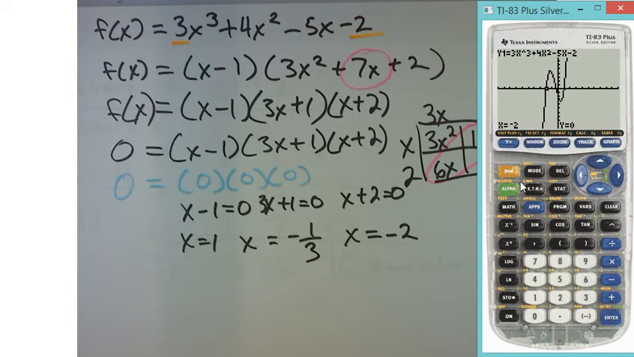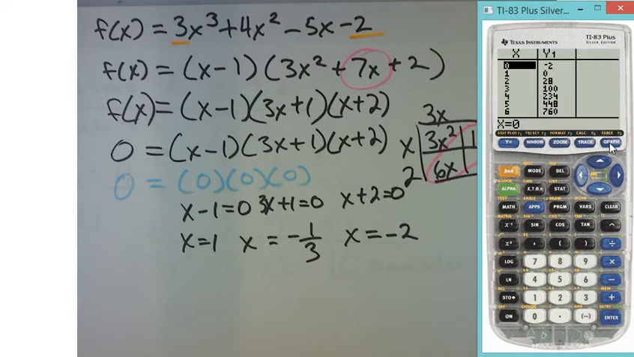Okay? Now, another way I could look at this, go into the table of values. I have a 0 at 1, I have a 0 at negative 2, and I'd have to go in and change the increment to look at negative 1 over 3. But I would have a 0 there as well. Does that make sense to you guys? Okay.